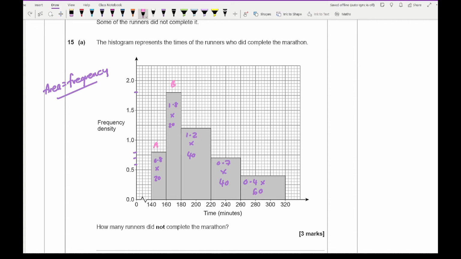So if I label these bars A, B, C, D and E, the frequency of A is going to be 0.8 times 20, so type that into my calculator, I get 16. For B, it's going to be 1.8 multiplied by 20, which is 36. For C, I get 1.2 multiplied by 40, which is 48. For D, 0.7 times 40, which is 28. And for E, 0.4 times 60 gives me 24. So then working out the total is just adding those numbers up.